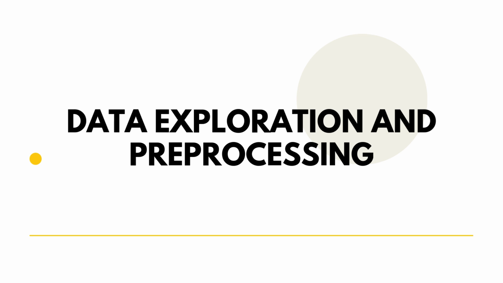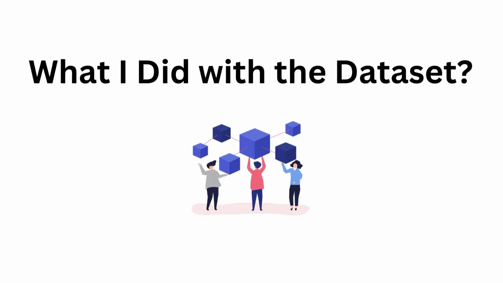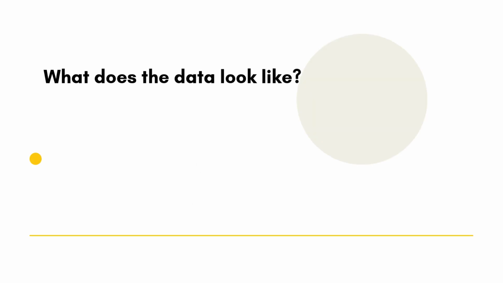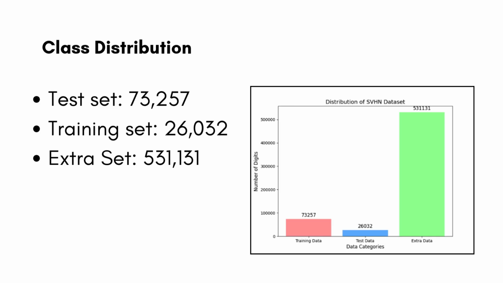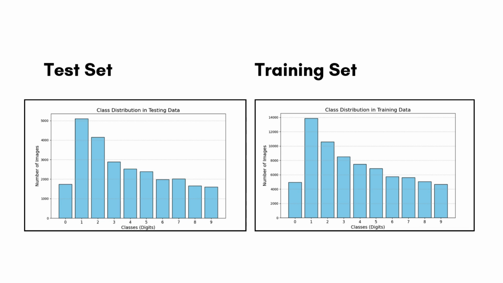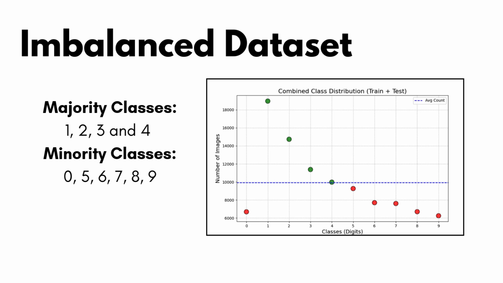As we move into the second part of this video, let's dive into the practical side of things. What I did with the dataset. I started by exploring its structure, essentially asking questions like, what does the data look like? Are there any patterns or issues? I visualized the distribution of classes to see how balanced the dataset was. This step is important because imbalanced data can skew the results and make the model biased towards certain digits.